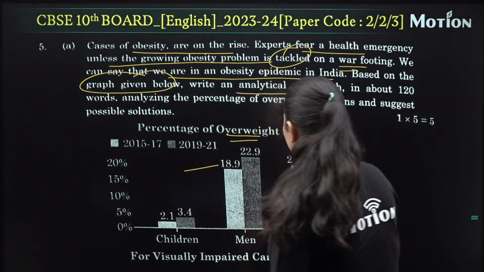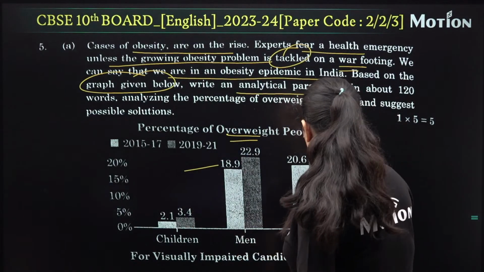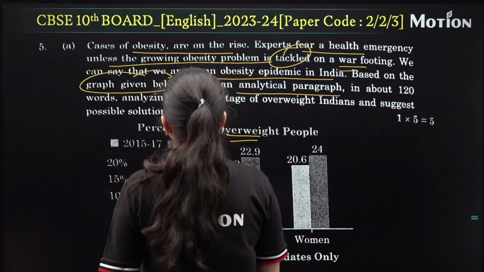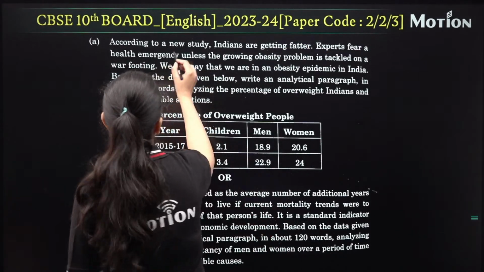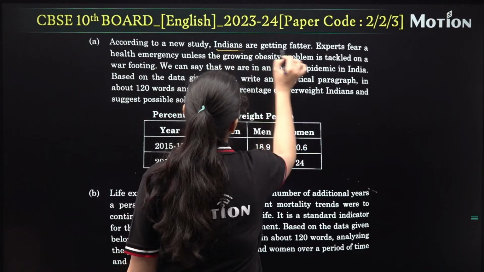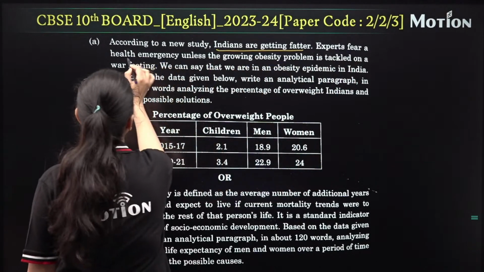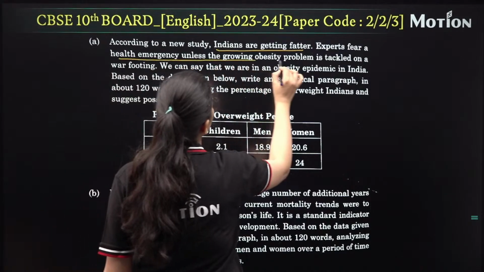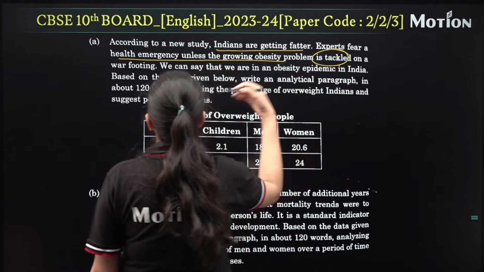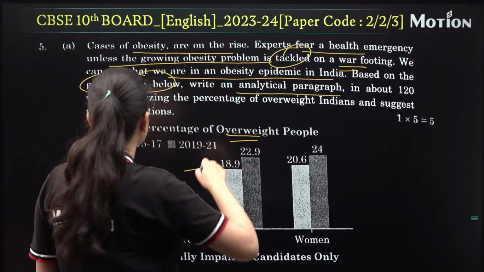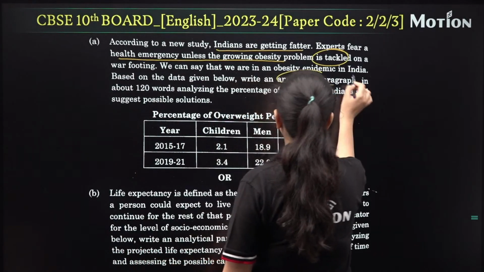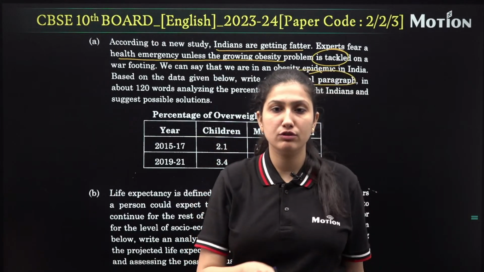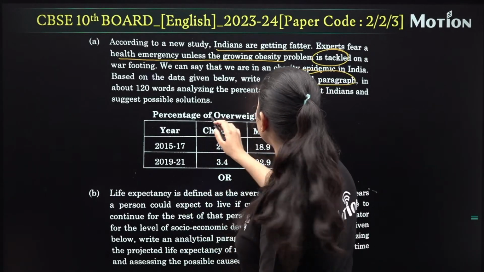So you must have analyzed it, and this is for visually impaired candidates only. Then the next must be there for you. According to a new study, Indians are getting fatter. Experts fear a health emergency unless the growing obesity problem is tackled on a war footing. This is the same question, about obesity only. So you have to write an analytical paragraph. A graph was given for children, and for these normal children we have overweight people.